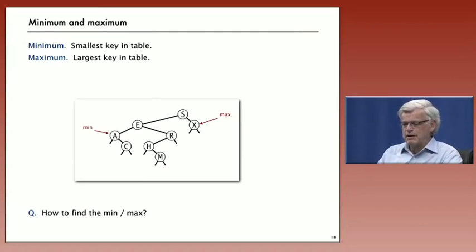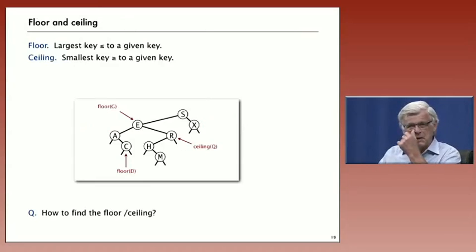Suppose we want to find the minimum key in a binary search tree, or the maximum key. Well, just looking at one example, you can see almost immediately what to do. To find the minimum, we move left from the root until we find a null key. That's where the smallest key in the data structure is. To find the maximum, we move right from the root until we find a null key.